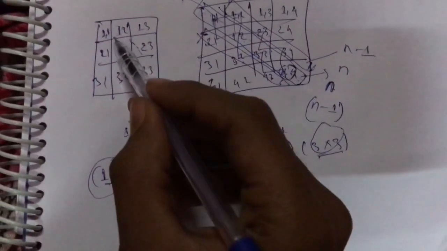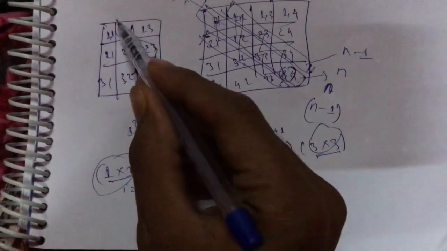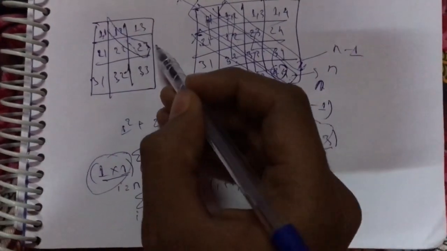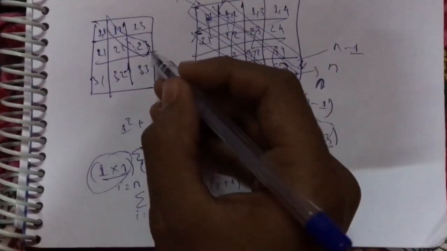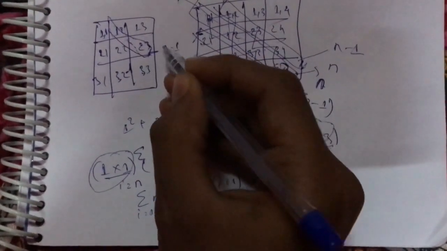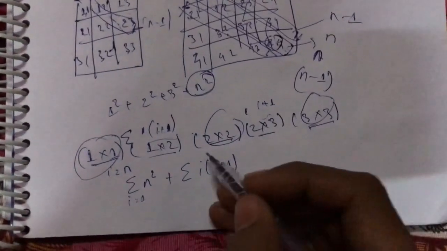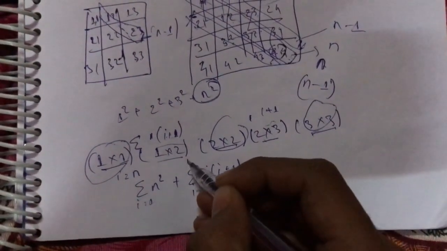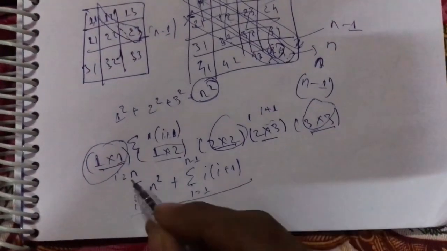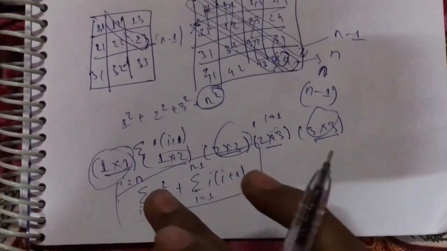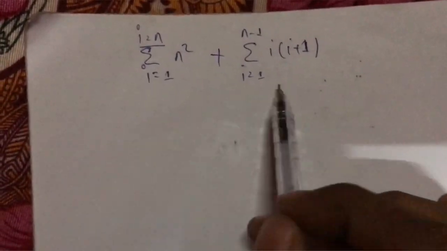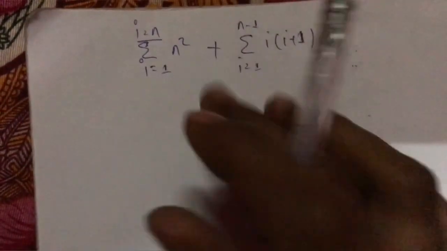And what is this? This is like this diagonal. These two elements are these diagonals. And how far are these diagonals going? It is going up to n minus 1 cells. So we can write here i from 1 up to n minus 1. This is actually our formula, and we are going to expand this formula. From the previous observation we have come to this formula.